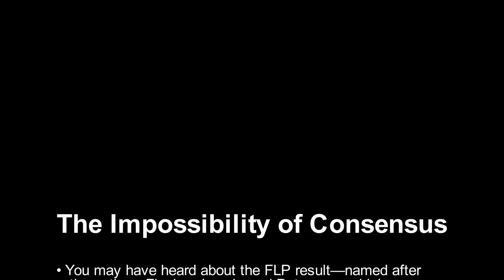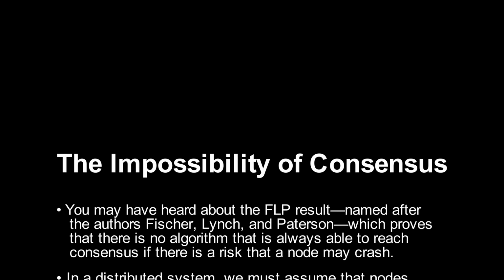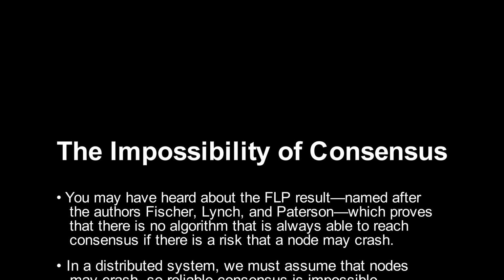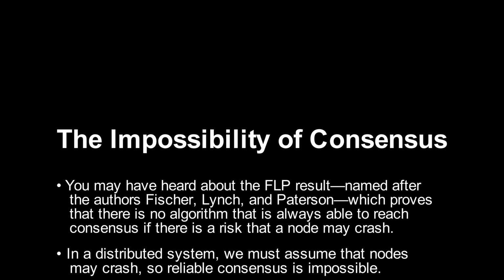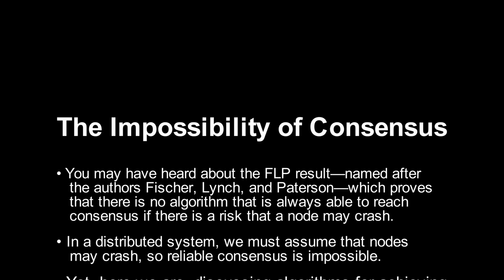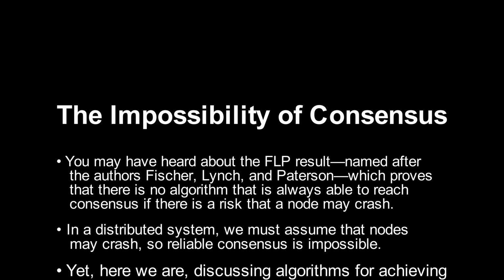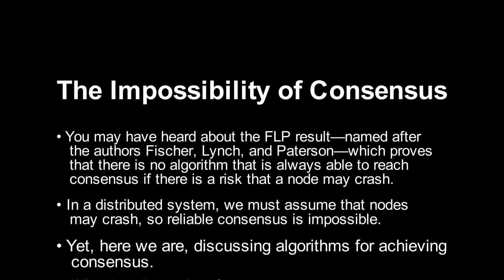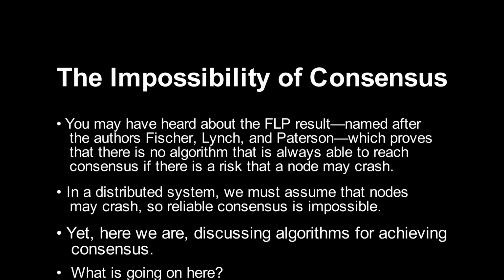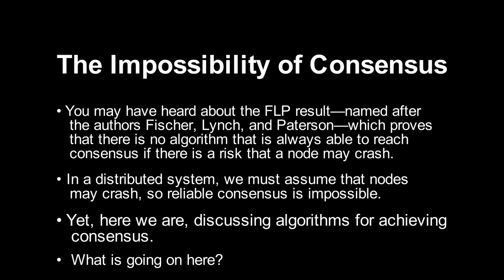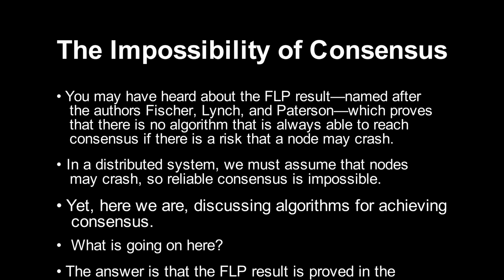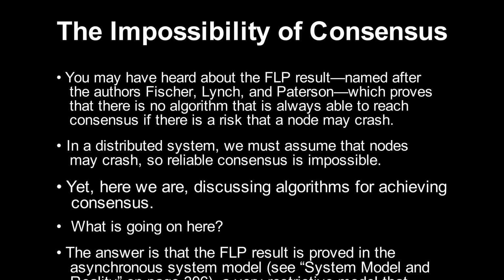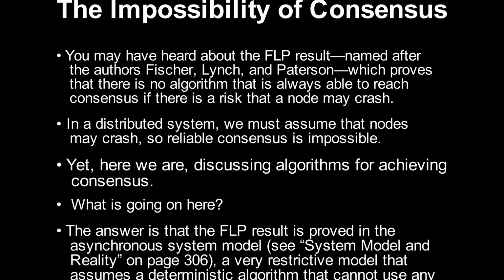The impossibility of consensus. You may have heard about the FLP result, named after the authors Fischer, Lynch, and Paterson, which proves that there is no algorithm that is always able to reach consensus if there is a risk that a node may crash. In a distributed system, we must assume that nodes may crash, so reliable consensus is impossible. Yet, here we are, discussing algorithms for achieving consensus. What is going on here?